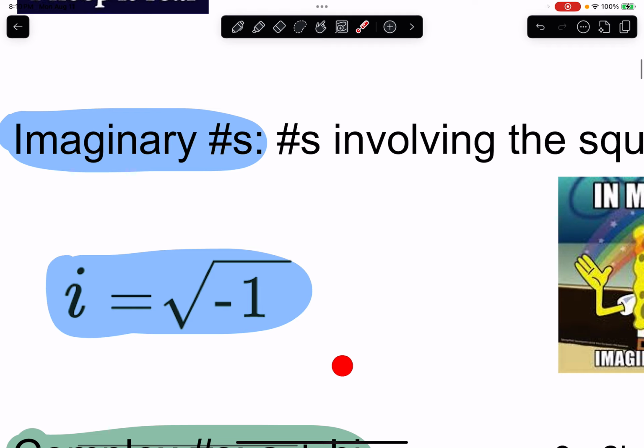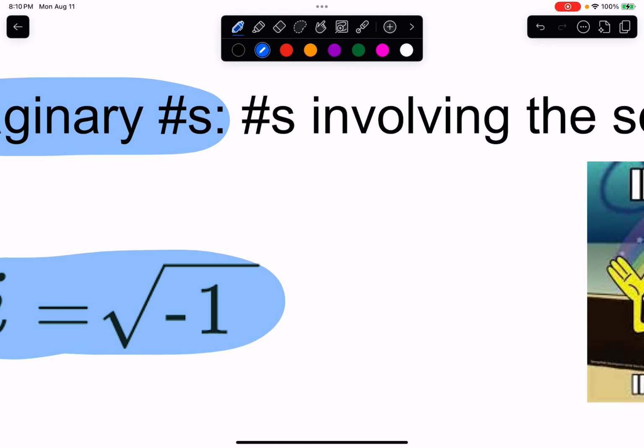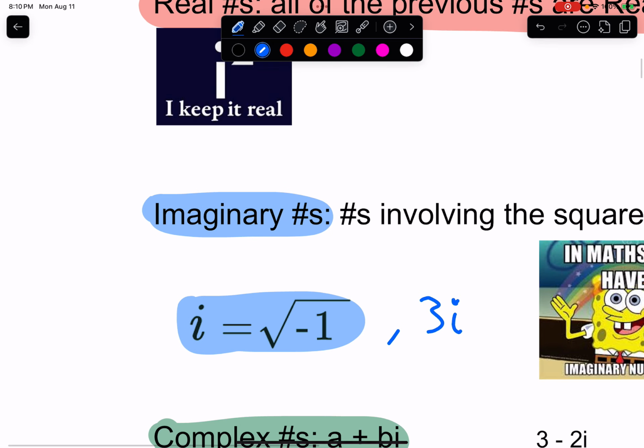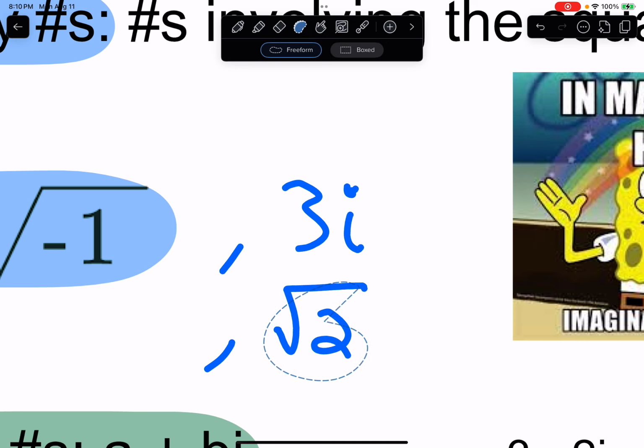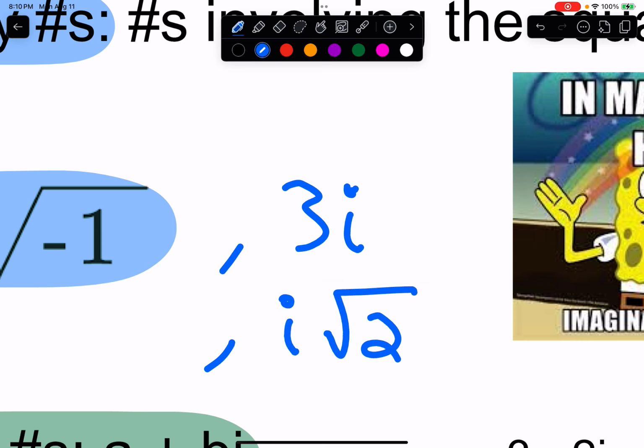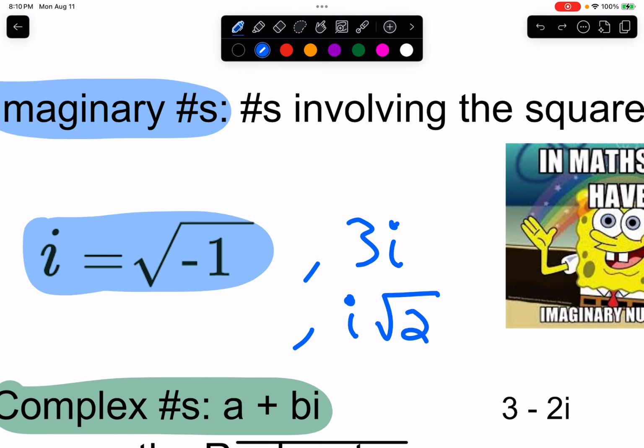And so you can take this number and you can multiply it. So you can have a number like 3i. You can have 7i. You can have root 2 times i. Now you have to be careful when you're multiplying it by something with a square root, because you don't want it to be misinterpreted as the i being inside the square root. So very often for something like this, you will see the i in front of the square root, even though technically these are still being multiplied. If you want to put a multiplication dot in there, you can, although that looks kind of goofy.